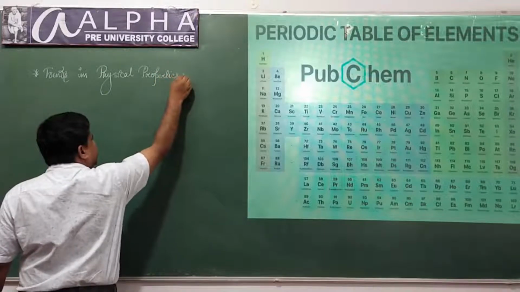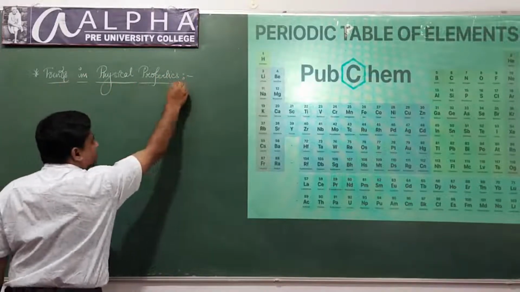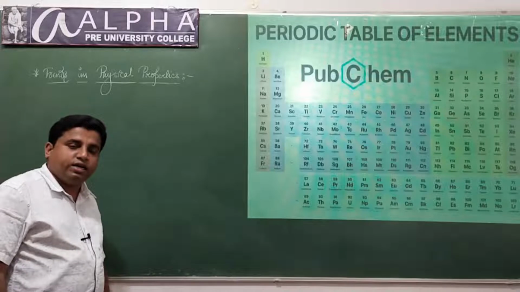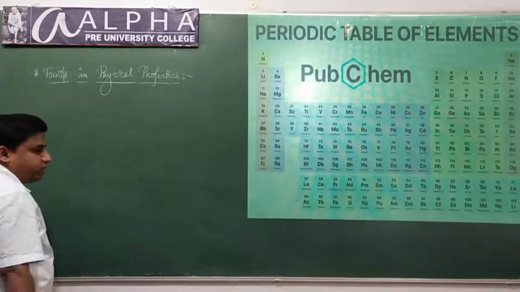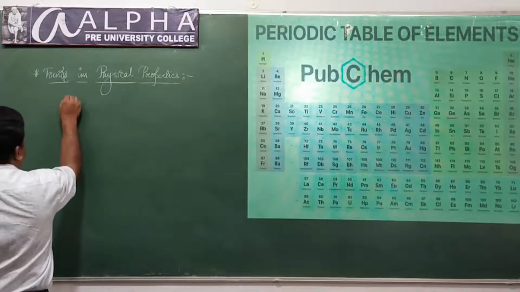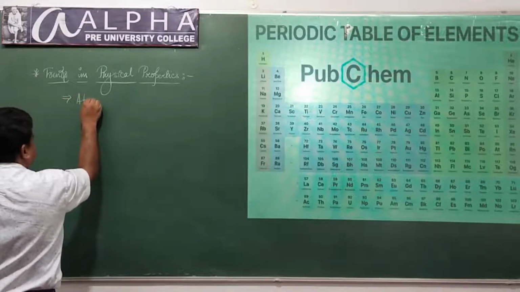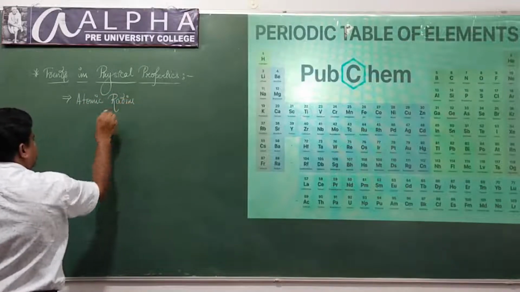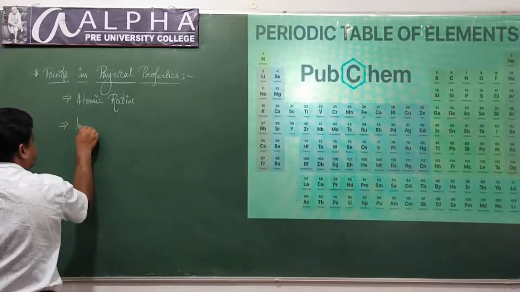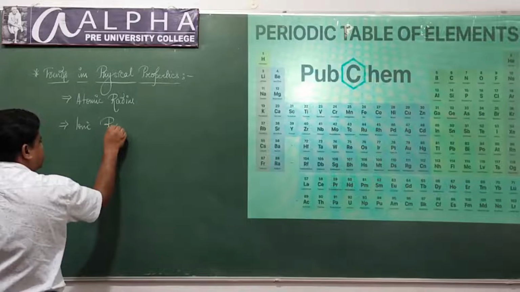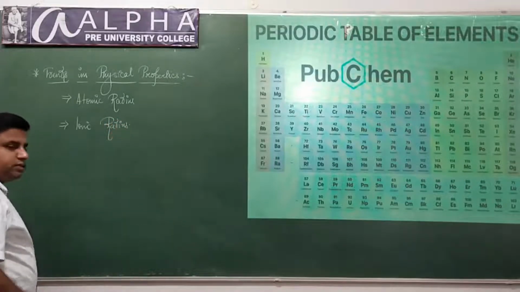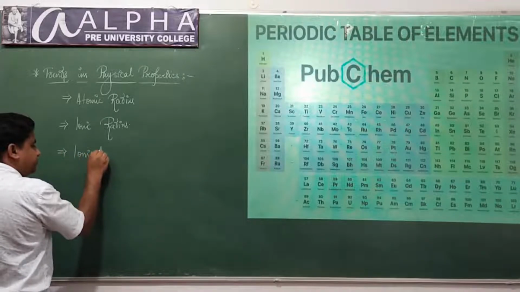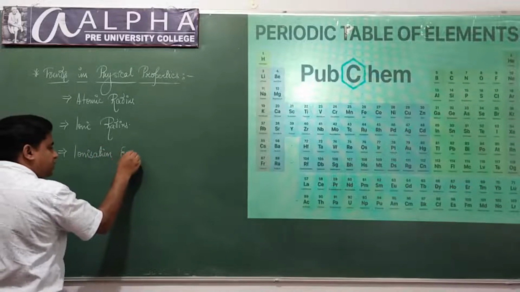When you come across the trends in physical properties, what are the different trends that you will study? The different trends in physical properties in our NCERT textbook, we have got five different trends in physical properties. One is atomic radius. The next one is ionic radius. Next is ionization enthalpy.